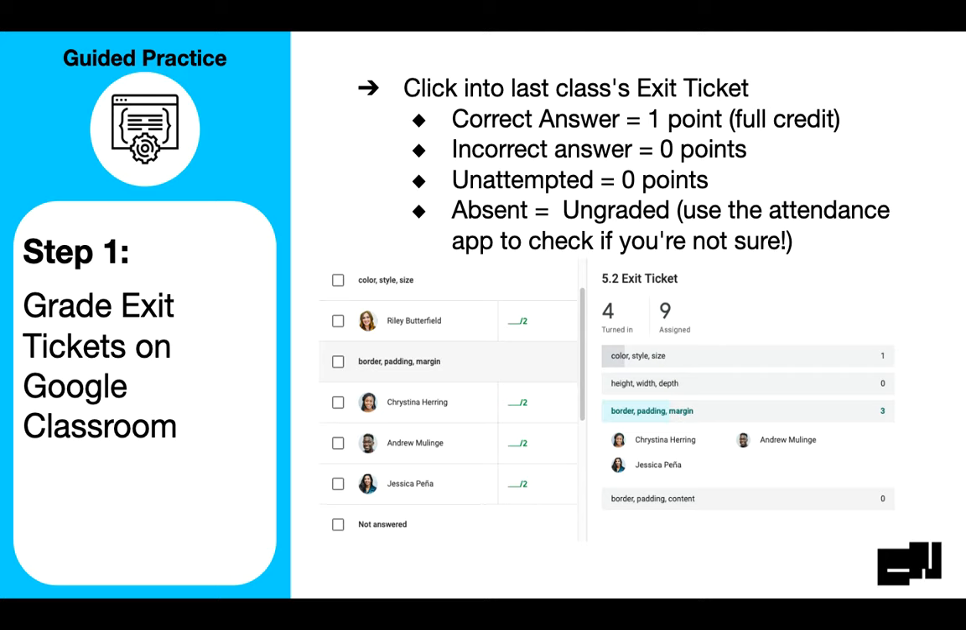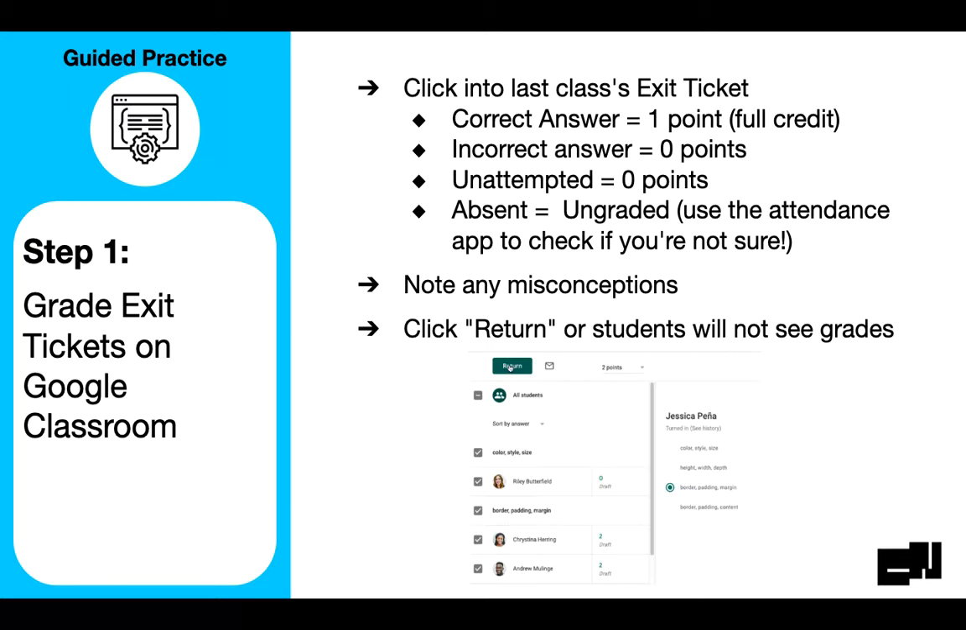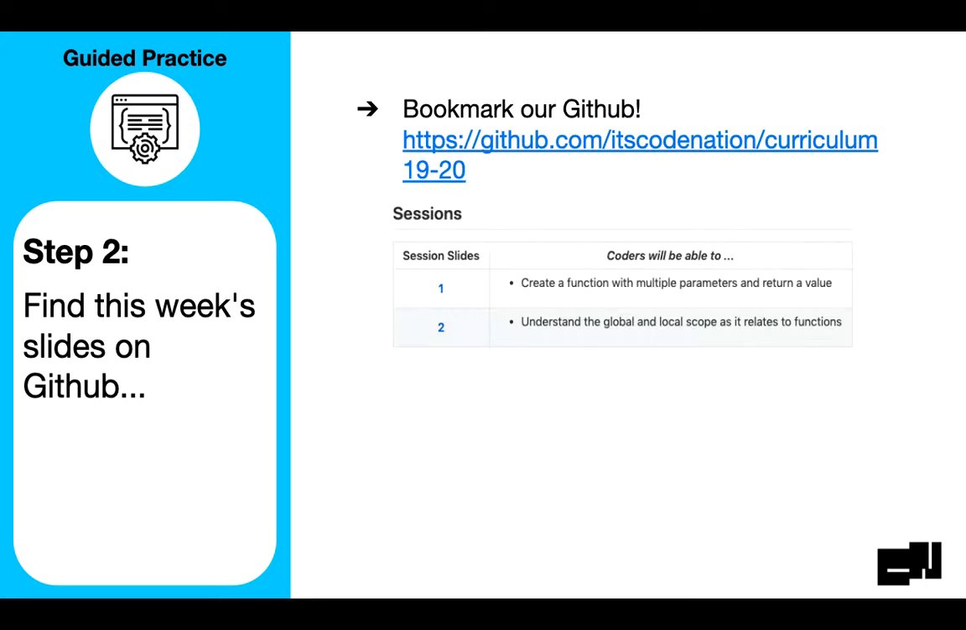If they did not attempt it, which means they didn't answer the question at all, you should also give them 0 points. But if they were absent, you can leave their question ungraded. Use the attendance app to check if you're not sure. Make sure you note any misconceptions. So if a lot of students answered the same wrong answer, try to figure out why. And then click return, or students will not be able to see their grades.